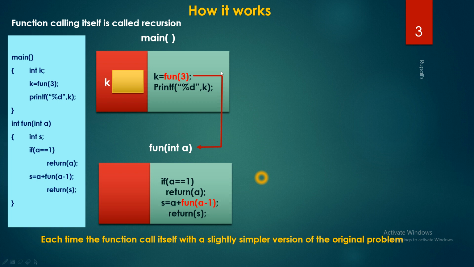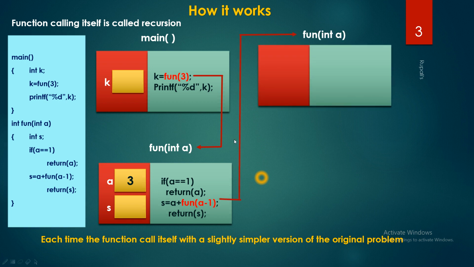Now, because I am calling the fun function with the value 3, the value of a is 3. So a is 3 here and this one is s. Now see, first, is a equals 1? No, a equals 3 now. So come to this line: s equals a plus fun(a minus 1). Again I am calling the fun function, but the argument is a minus 1. So again control goes to the fun function.